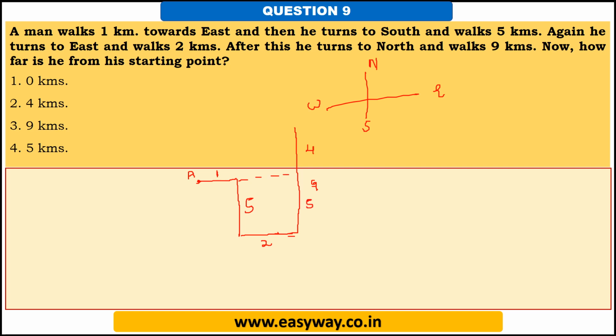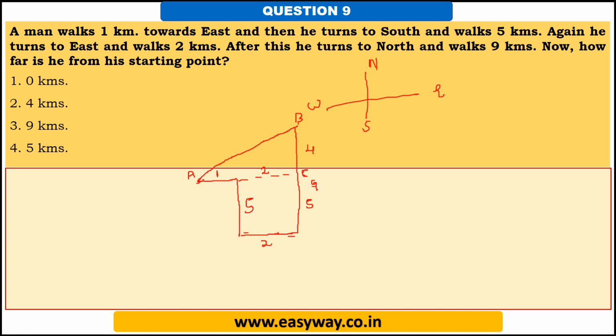Now they have told us to find out how far he is from the starting point. So how far is he? Let us say this is the final point. So we have to find out this distance. Now this part is 1 and this part is equal, so that means this part will be 2 and this part we know is 4.